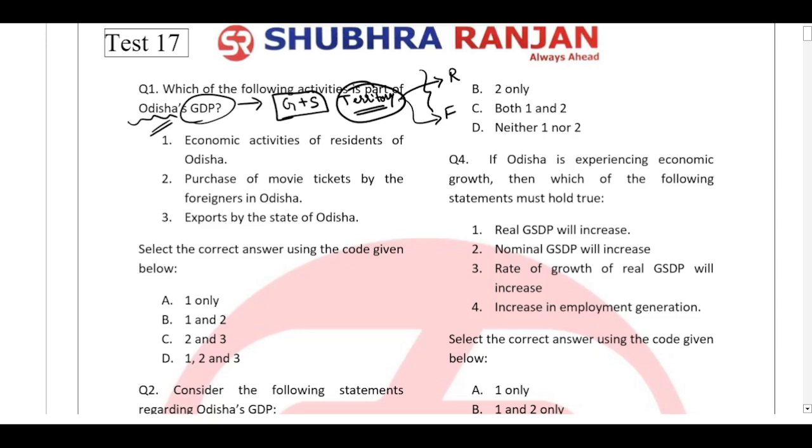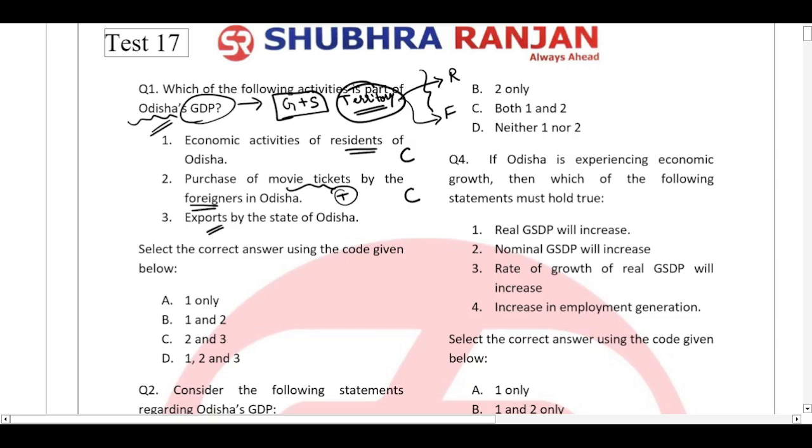So in this context, let us look at Odisha as if it is an independent territory and consider the GDP calculation. Economic activities of the residents of Odisha. So yeah, definitely the economic activities of the residents within Odisha will be considered. So that is correct. Purchase of movie tickets by the foreigners in Odisha. It doesn't matter whether it is the nationals or the foreigners, because the purchase of movie tickets is happening within the territory of Odisha. It will be considered in the GDP of Odisha. So this is also correct.